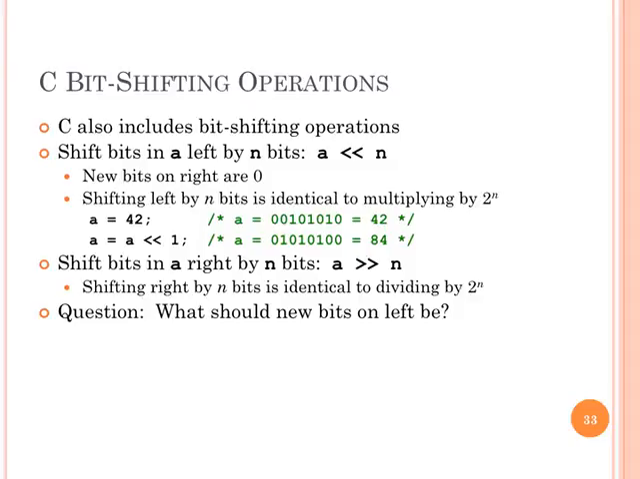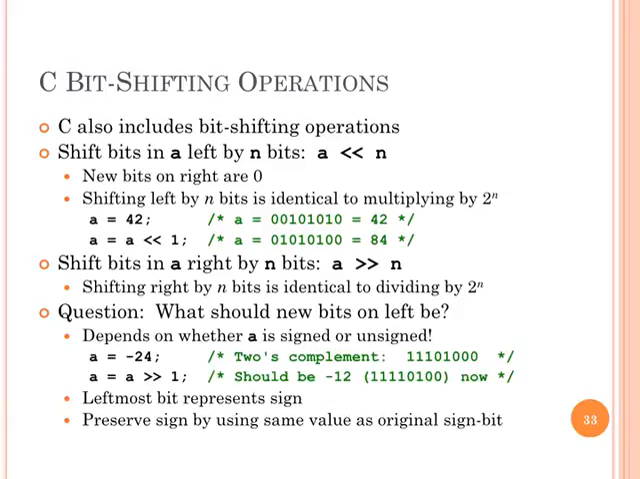Should they always be 0? I'm seeing a few shaking heads. Why would that be a bad idea? Yeah, if I have a signed value, remember that topmost bit is really important. That tells me that it's a negative number, or it tells me that it's a non-negative number. So if I shift right, and it happens to be a negative number, then I need to be a little bit more careful about what I do with that top bit.